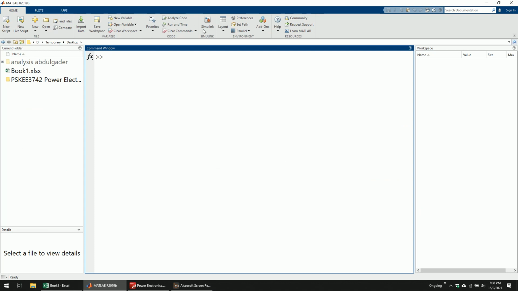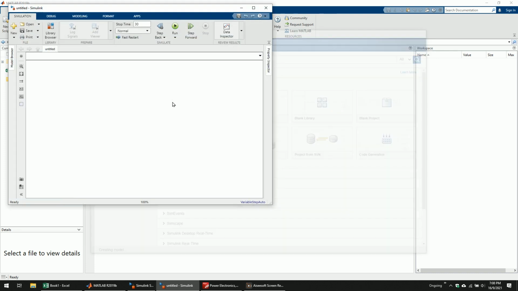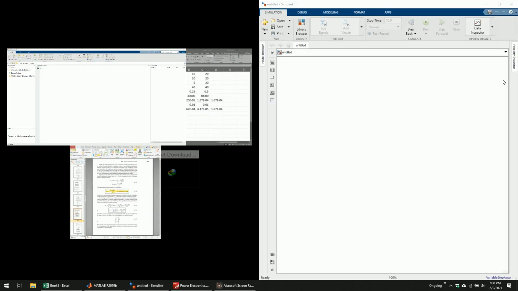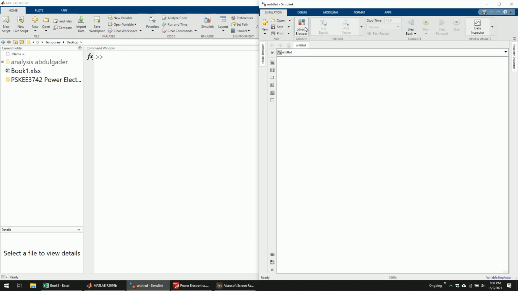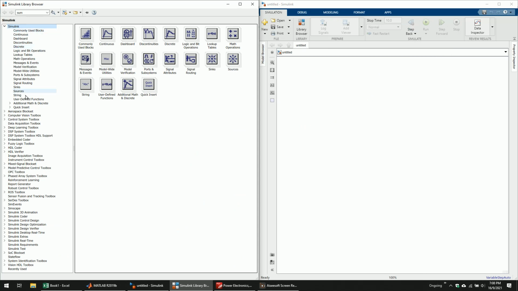Open MATLAB. Press Home and then Simulate, and then create a blank model. So this is a model, and the components are in the library, this one. You have a lot of libraries here. You have the Simulink library, Aerospace or Simscape or something like that. You will use the Simulink library, and another one is a power library.